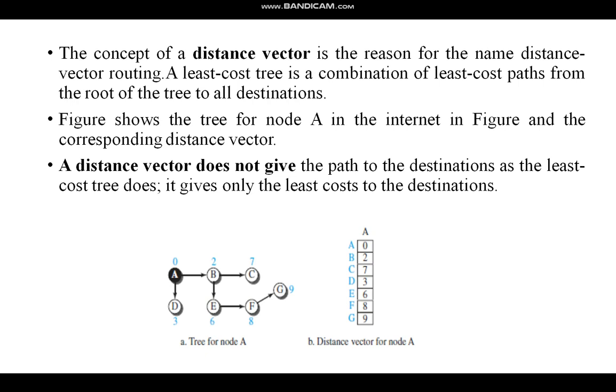A least cost tree is a combination of the least cost paths from the root of the tree to all destinations. The figure shows a tree for node A in the internet figure and the corresponding distance vector. A distance vector does not give the path to the destination as the least cost tree does. It gives only the least cost to the destination.